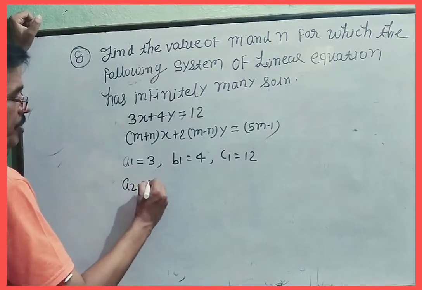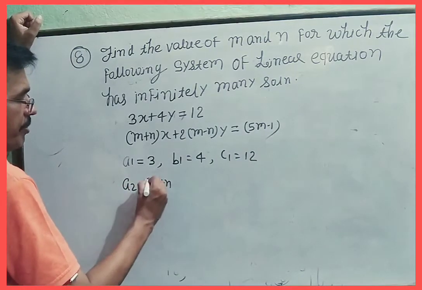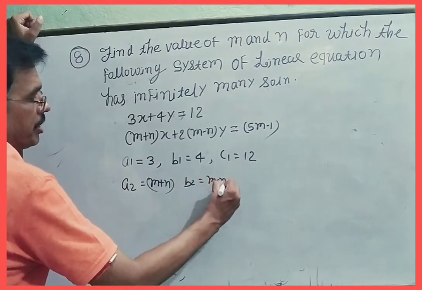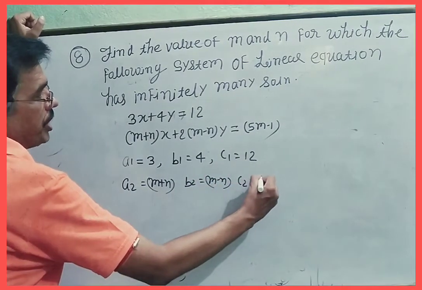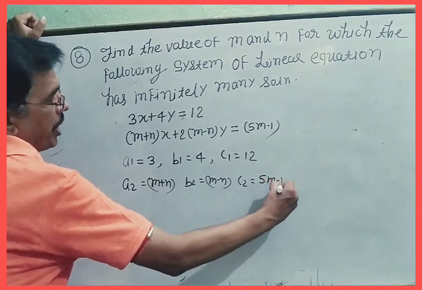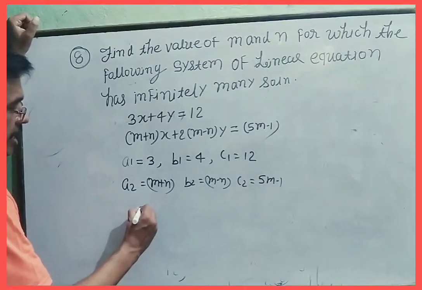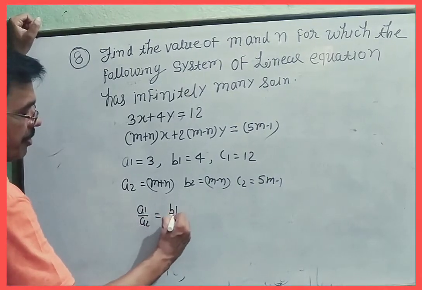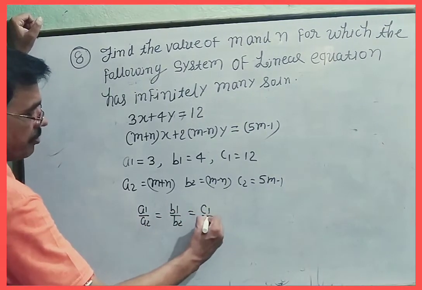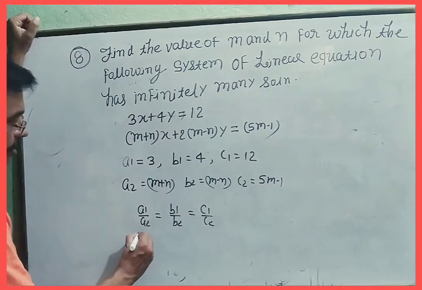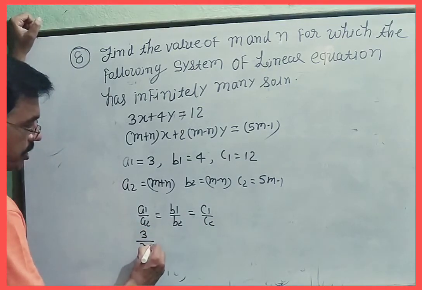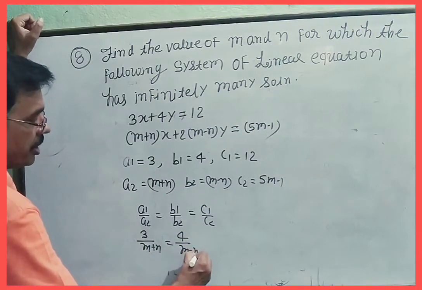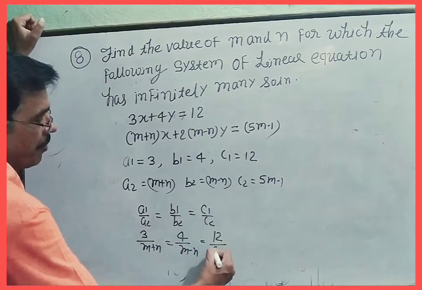Similarly, a2 is m plus n, b2 is m minus n, and c2 is 5m minus 1. The condition is that it has many solutions, so a1 by a2 is equal to b1 by b2 is equal to c1 by c2. Put their values: 3 by m plus n is equal to 4 by m minus n is equal to 12 by 5m minus 1.